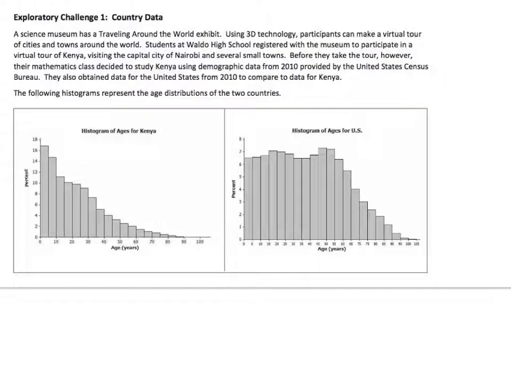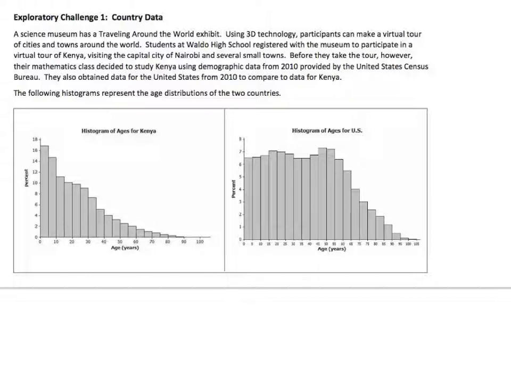Let's look at these two histograms. The Science Museum has a traveling around the world exhibit. Using 3D technology, participants can make a virtual tour of cities and towns around the world. Students at Waldo High School registered with the museum to participate in a virtual tour of Kenya, visiting the capital city of Nairobi and several small towns.